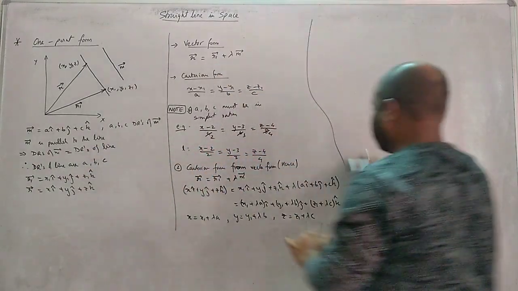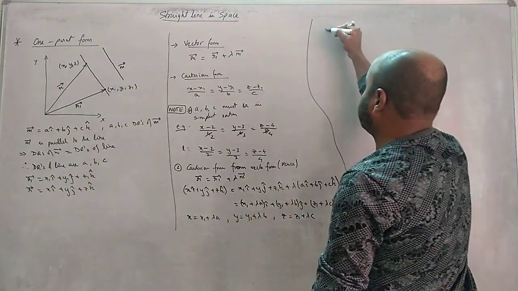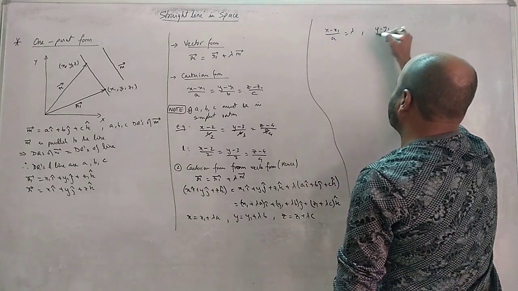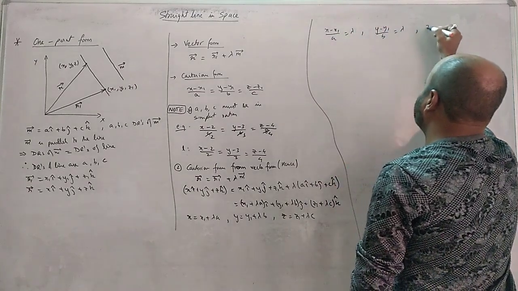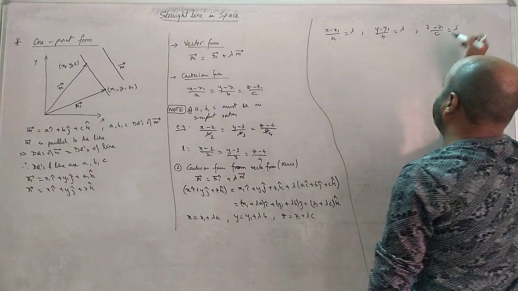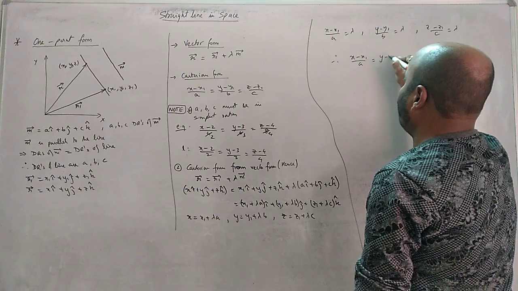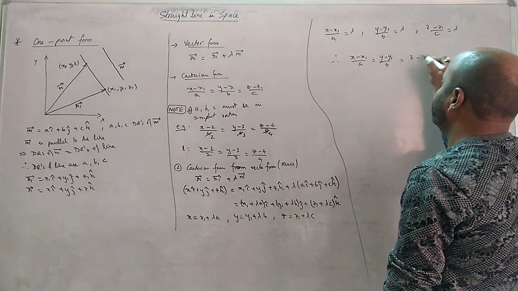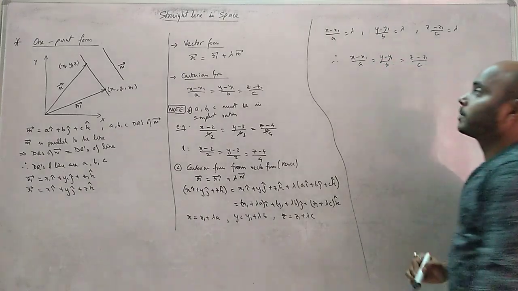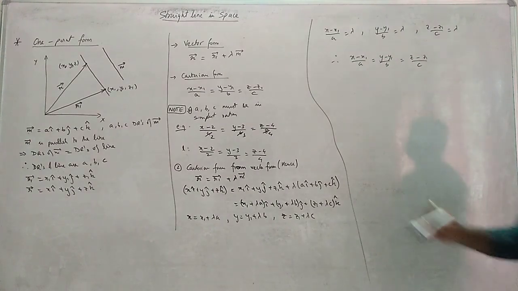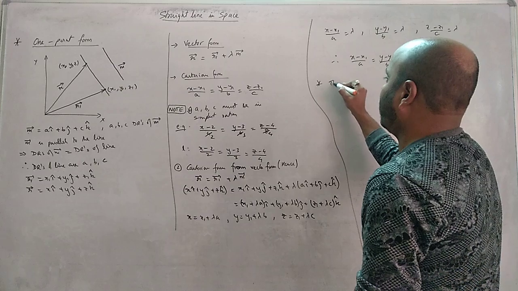From there what I got, see, x minus x1 by a equals to lambda, y minus y1 by b equals to lambda, z minus z1 by c equals to lambda. Therefore we got the equation x minus x1 by a, y minus y1 by b, z minus z1 by c. Okay class, understand? Now next point is 2.4.